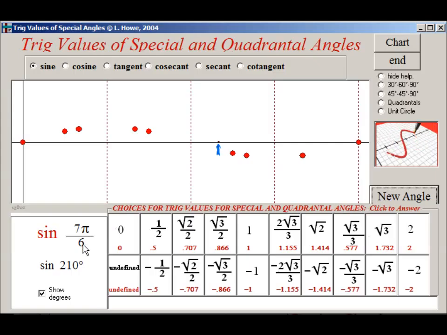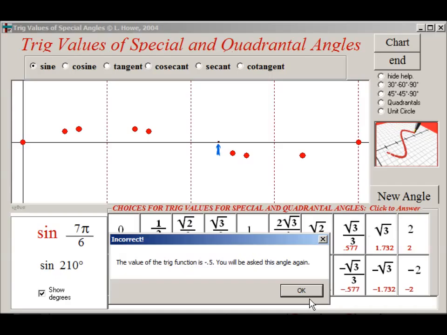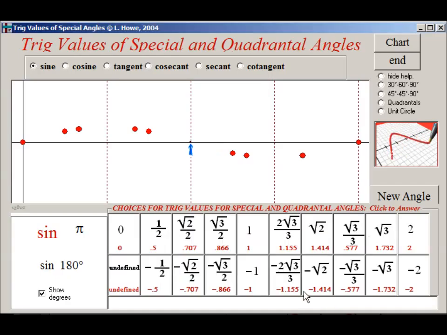Sine of 7 pi over 6, that's going to be the same as a 30-degree angle in the first quadrant. Oops, I told you I got the sign wrong. It should have been negative. Never mind, it's going to ask me that one again. The sine of pi over 2 is 1. The sine of pi is 0.